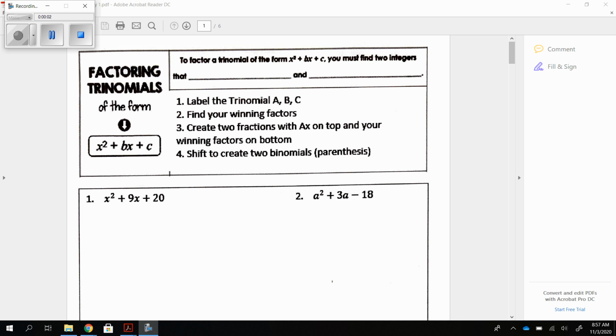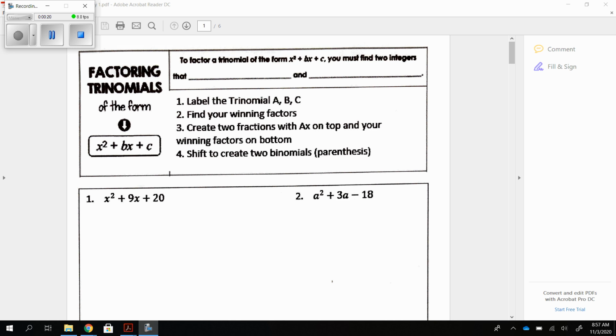All right, we are officially moving on to our next unit. This is going to start the third 6 weeks, but we're starting a little bit early because we have a lot to get to. All right, so we're doing factoring. You might remember this hopefully from Algebra 1. We're going to be factoring trinomials.